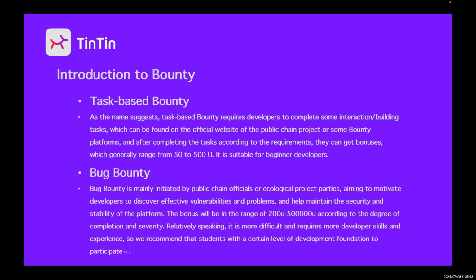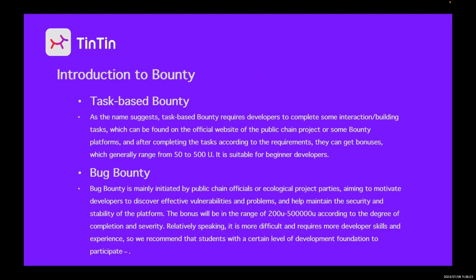Currently, the most common bounties can be divided into task-based bounties and bug bounties. As the name suggests, a task-based bounty requires developers to complete some interactions or building tasks, which can be found on the official websites of public chain projects or on some bounty platforms. After completing the task according to the requirements, they can get bonuses, which generally range from 50 to 500 US dollars, suitable for beginner developers.